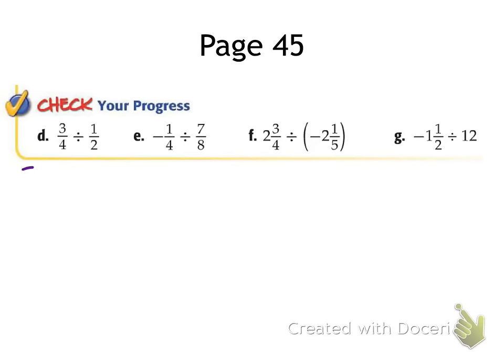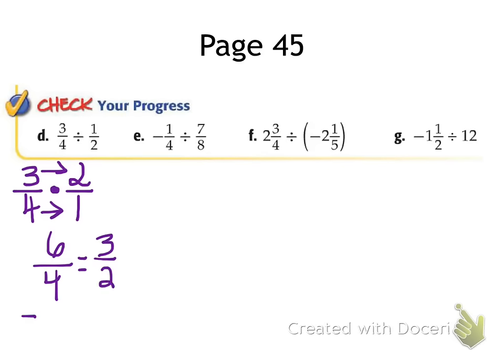So what that tells me for D, that I'm going to keep my 3/4. I'm going to change the division to multiplication. And I'm going to do the reciprocal of the second number. So that just means I'm going to flip it. So the reciprocal of 1/2 is 2 over 1. So keep, change, flip. Now I'm ready to multiply just like we've been doing. So 3 times 2 is 6. 4 times 1 is 4. I can simplify that. Dividing by 2, I get 3/2. And as a mixed number, that would be 1 and 1/2. So my answer to D is 1 and 1/2.